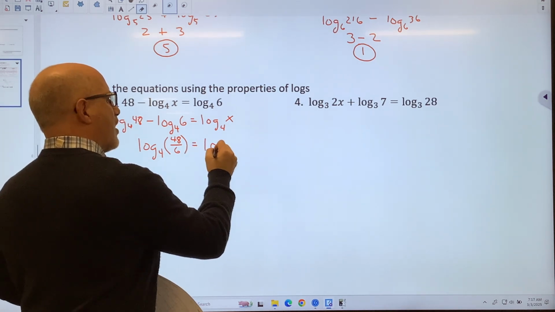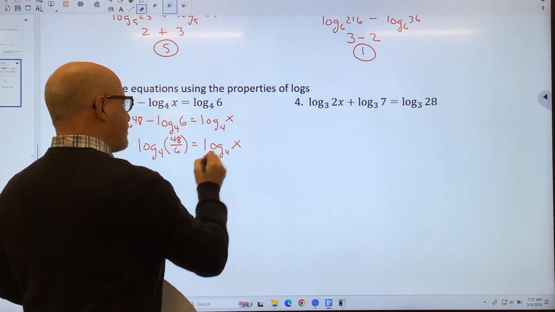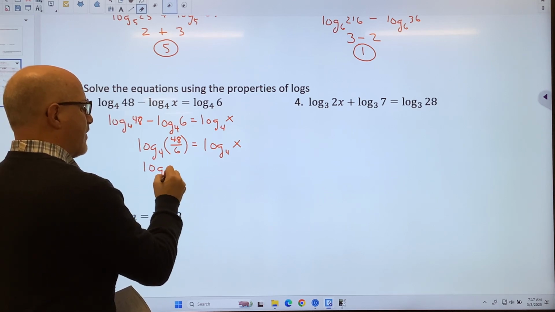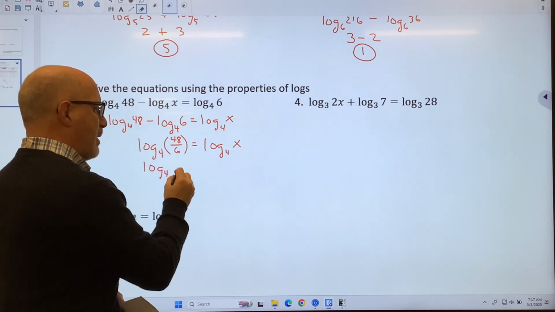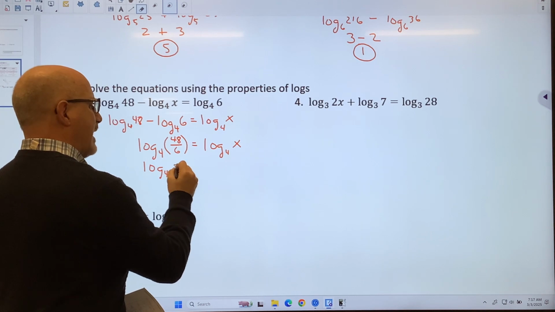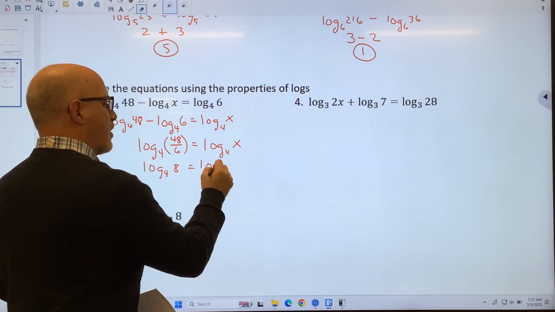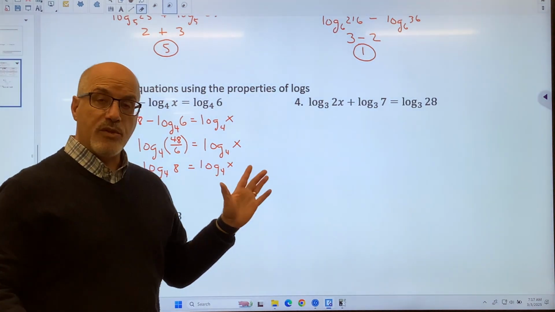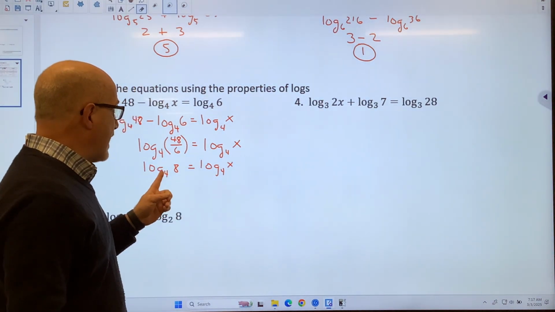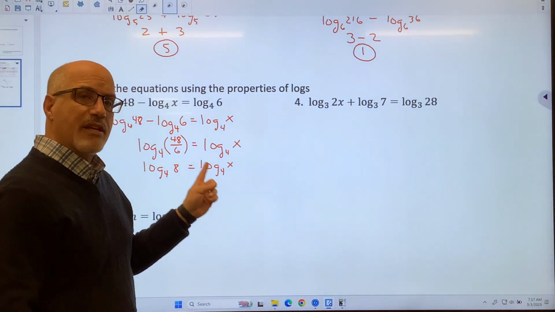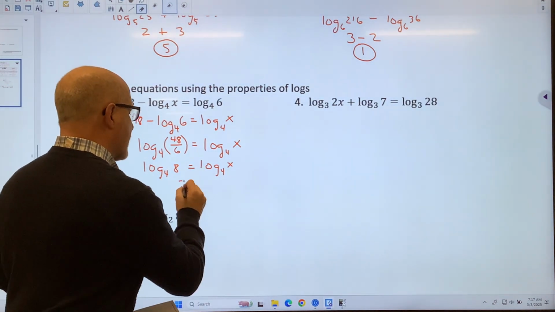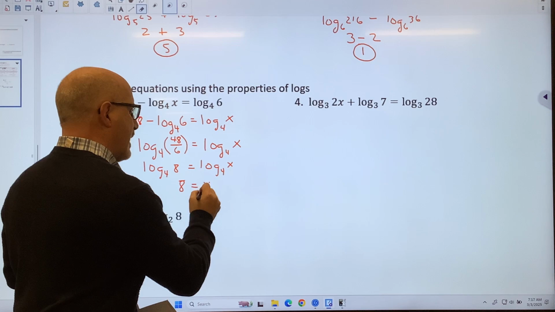That's going to be equal to log base 4 of x. Now this one here, 48 divided by 6 is equal to 8, equals log base 4 of x. You can use the rule that if you've got logs with the same base on both sides, you can set the insides equal to each other. So I'm going to put 8 equal to x.